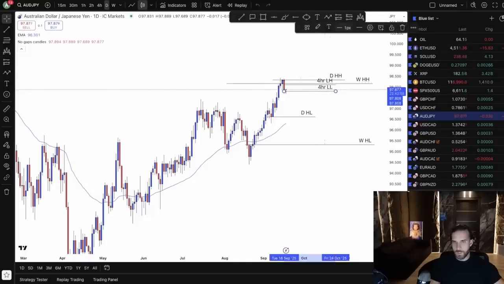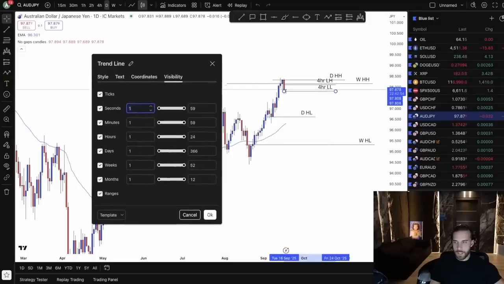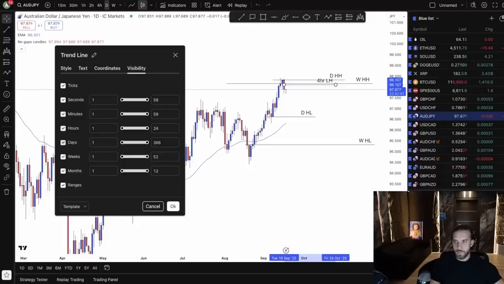So you can do one thing: double click this line, click visibility, and then it just won't be available on the daily. And then you can click the 4 hour here, click on visibility, and it won't be available on the daily.